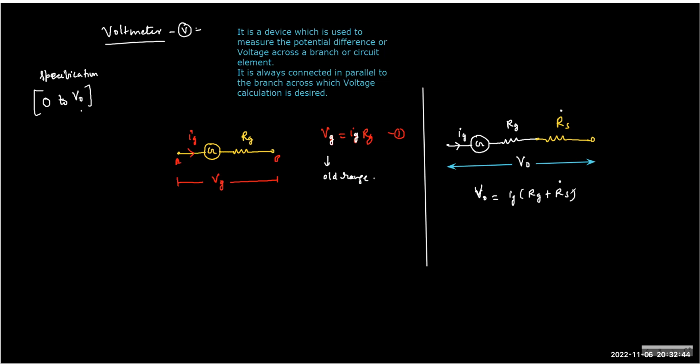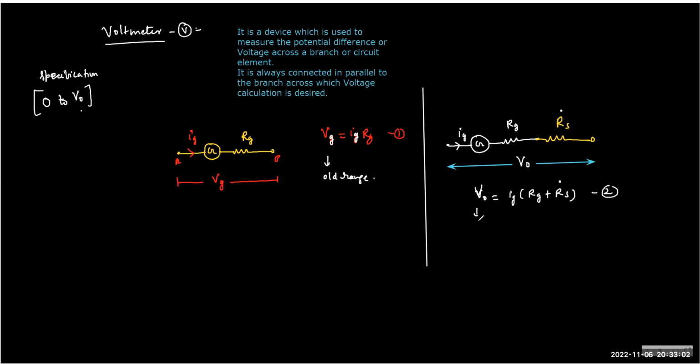So you know the two formulas, equation 1 and 2. IG is going to be the same. So how to get RS using equation 1 and 2? Which quantity is not required here? What is not required here?